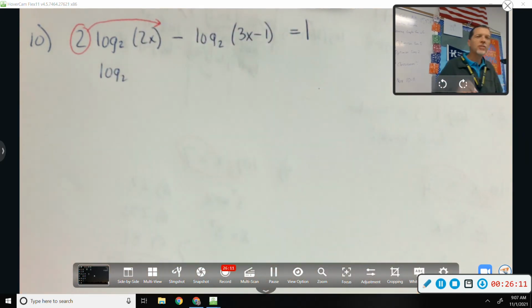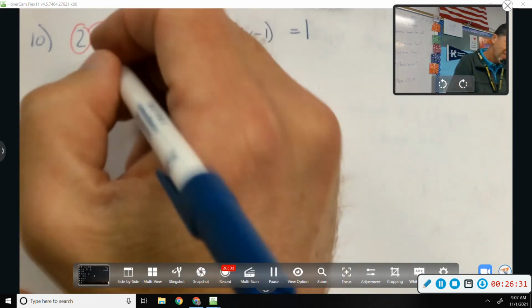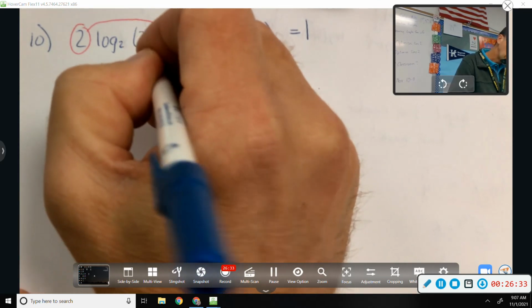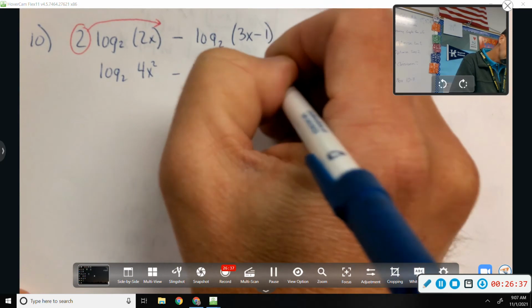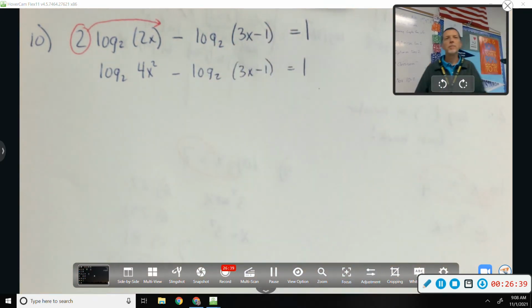What do I get when I square 2x? 2x squared. I knew someone was going to say that. No, that's why I ask. When I square 2x, parentheses 2x squared. I'm going to have to fix it eventually. So when I square the 2 and the x, I get 4x squared.